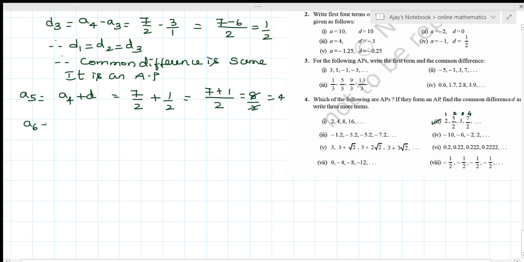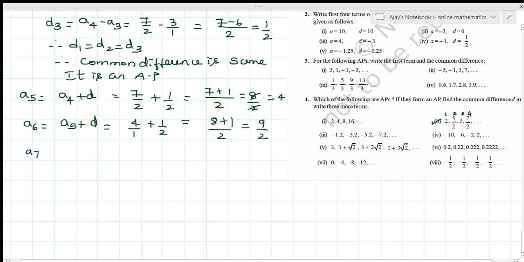So A6. Previous term is A5. I am adding a fixed number to the previous term. So A5, I am adding D to it. A5 is 4 plus the fixed number D. So just take LCM, cross multiply. 4 2s are 8 plus 1 divided by 2, that is 9 by 2.